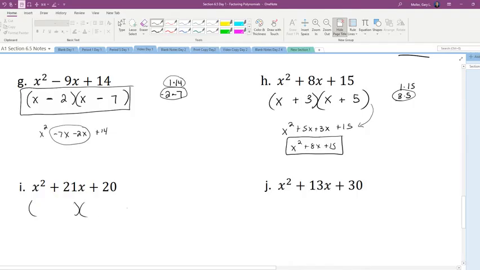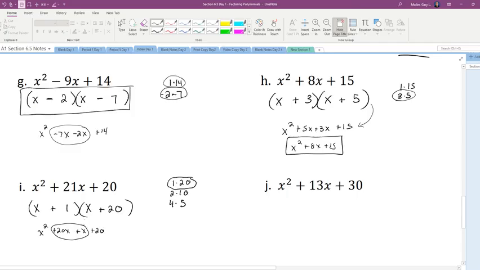Assume that it factors. X and X, 1 and 20, 2 and 10, no, 3, 4 and 5. Which of these add to be 21? 1 and 20. And again, it doesn't matter which one you put first. If you swap those places, it still will work out. And we can see that with x squared plus 20x plus x plus 20. 20x and 1x gets our 21x.